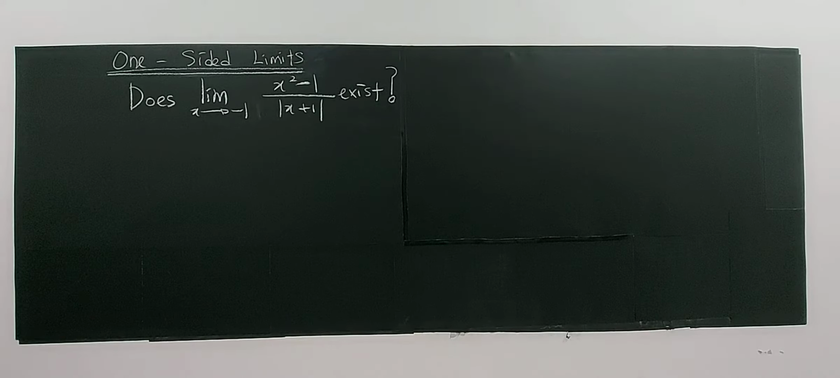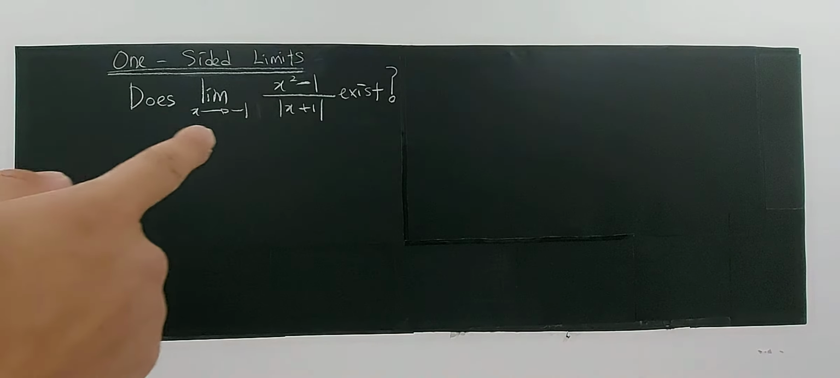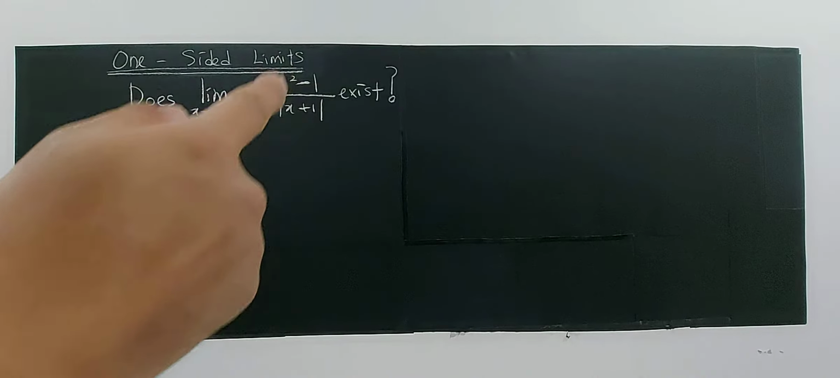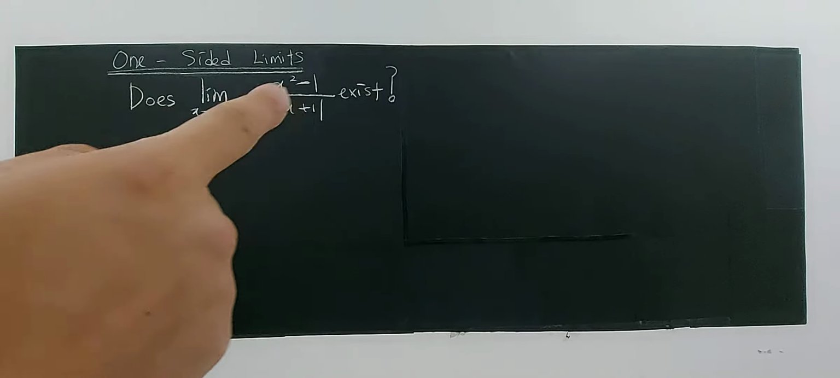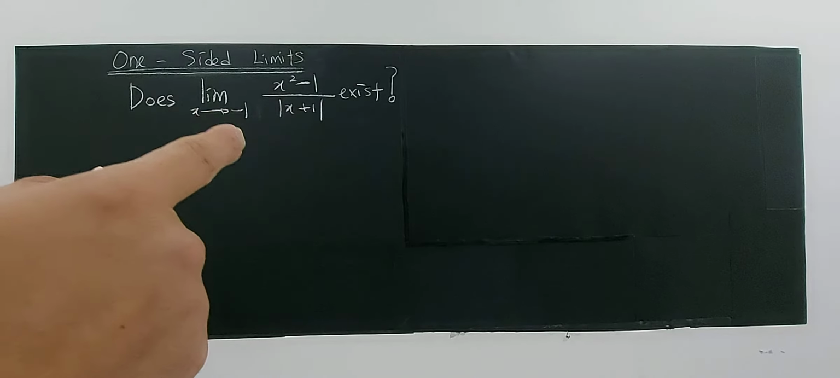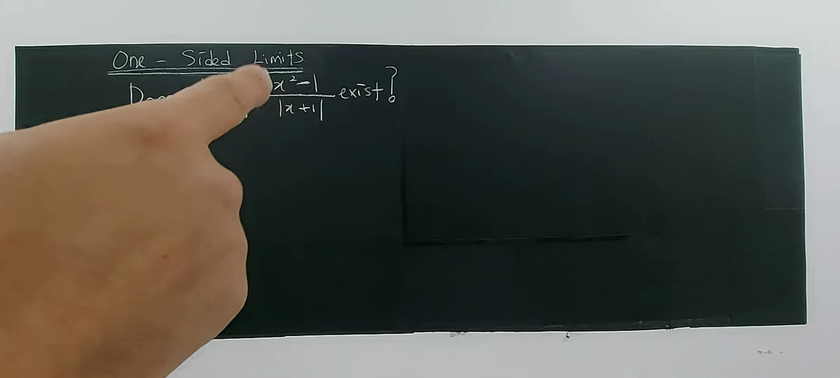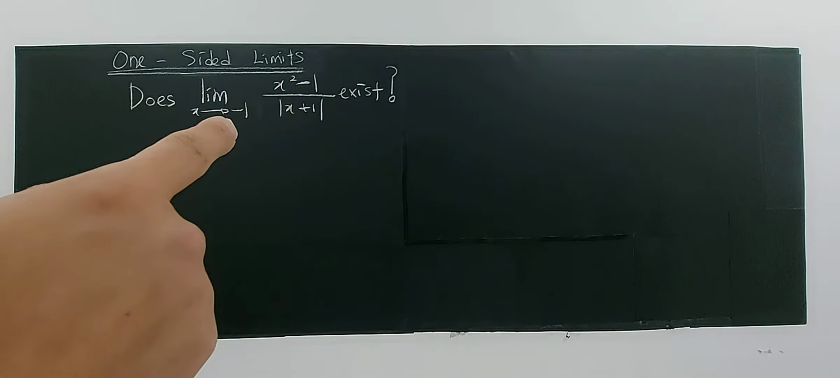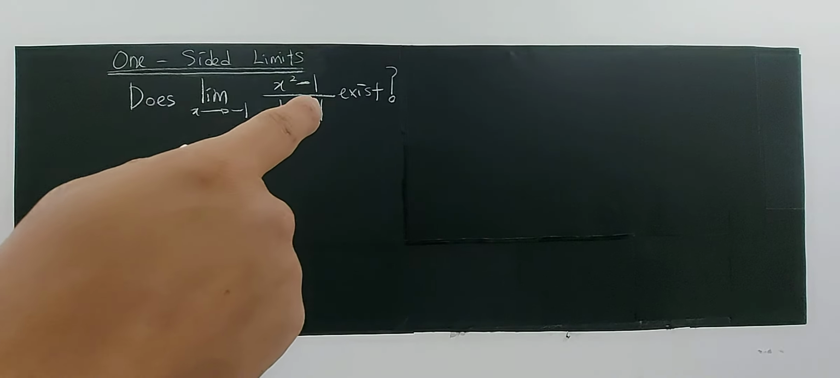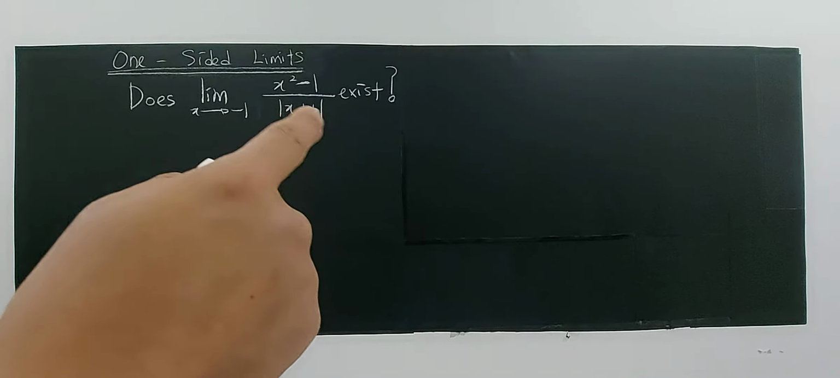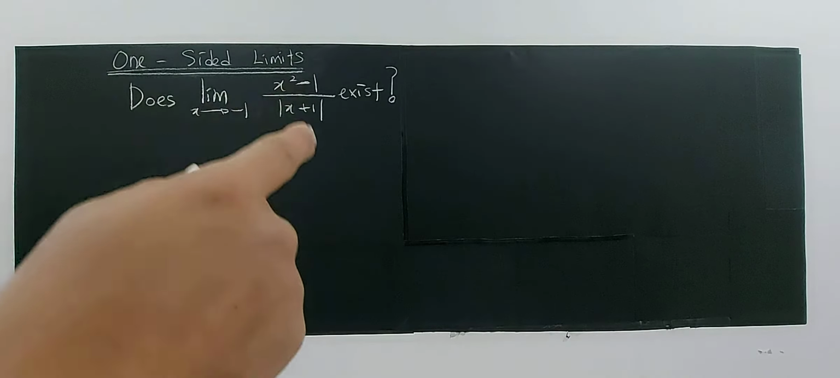Alright, one-sided limits. This video is to test your understanding of whether the limit of x approaching -1 for this function exists. We don't know whether it exists or not. As this is a modulus function, when you substitute -1 by direct substitution, you get 1 minus 1, which is 0, and -1 plus 1, modulus of 0, also gives 0. So this is a case where it is undefined.